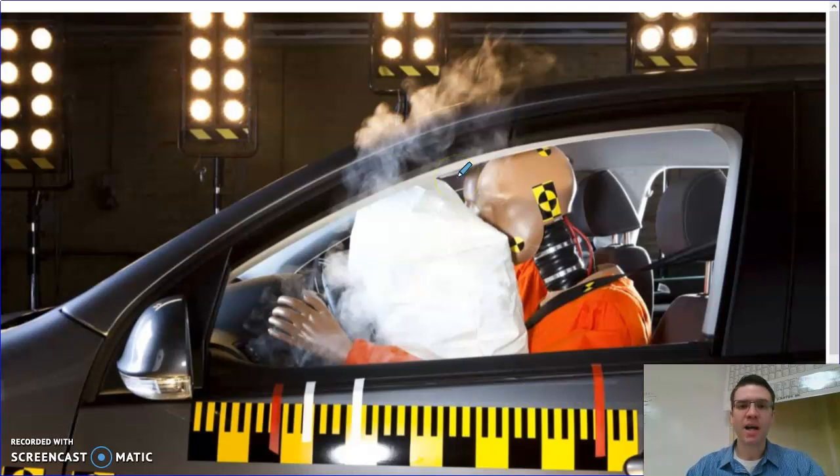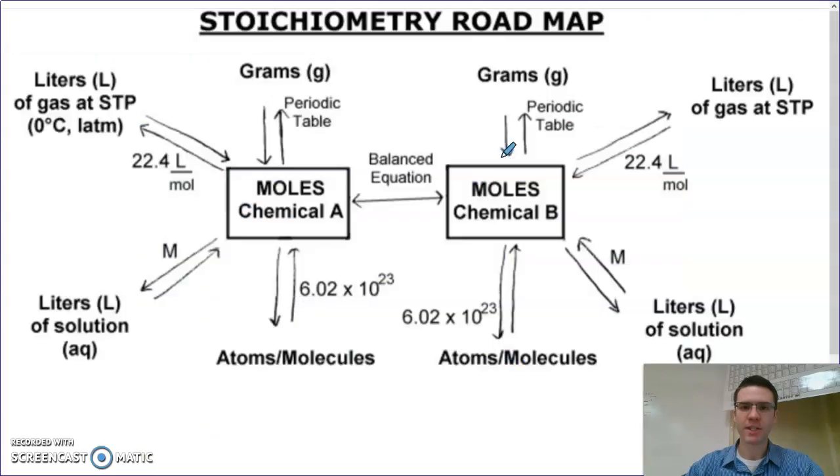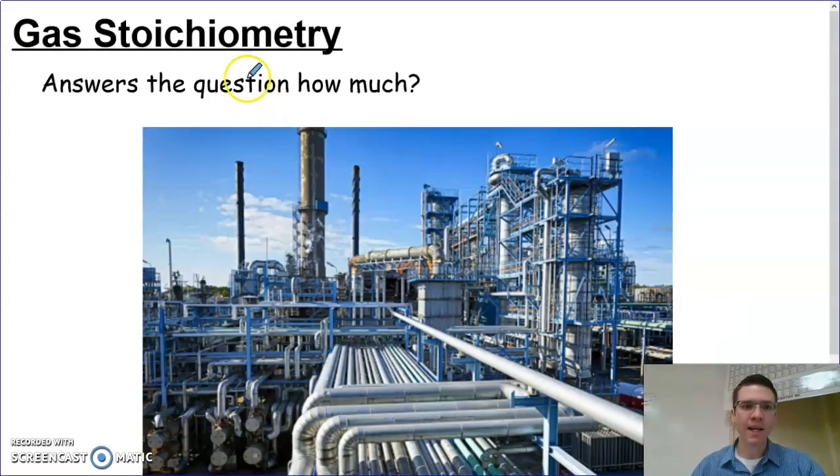So the topic for today is something called gas stoichiometry. And gas stoichiometry answers the question, how much gas gets produced? Or, if we're doing a chemical reaction that uses the gas, how much gas do we need to get what we want? And this has tons of applications. Airbags in a car is one of those, but this picture in front of you right now is an industrial plant, and many industrial plants do chemical reactions that involve gases, either producing gases or consuming gases.